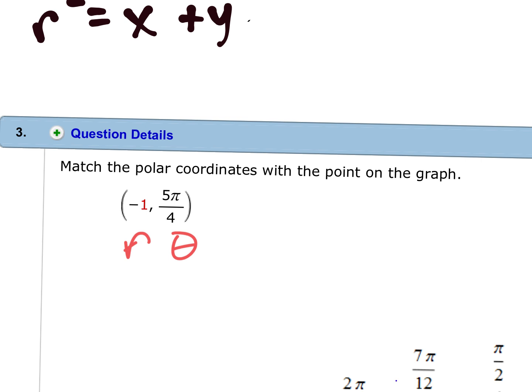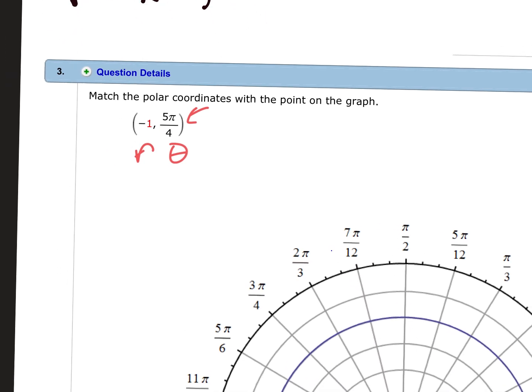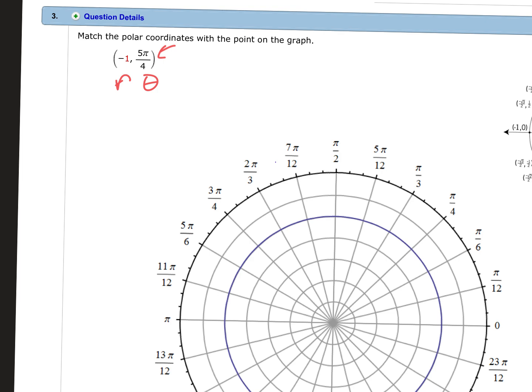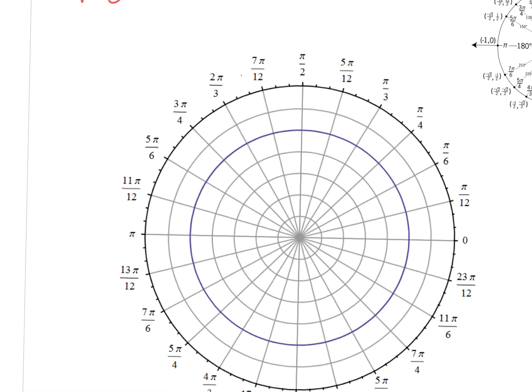So how do we plot polar coordinates? First thing we do is find where this is. And then if it was a positive number, you move that many spaces towards the angle. If it's a negative number, you move that many spaces where? Away. So if I have to plot -1, 5 pi over 4, the first thing I'm going to do is go to 5 pi over 4.